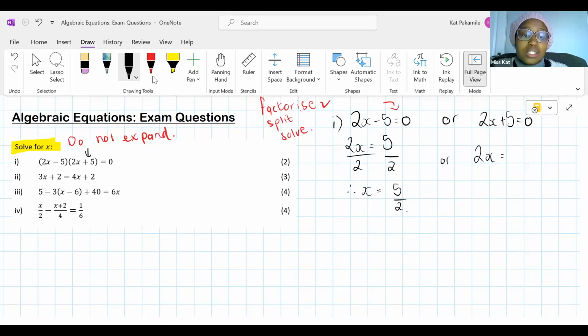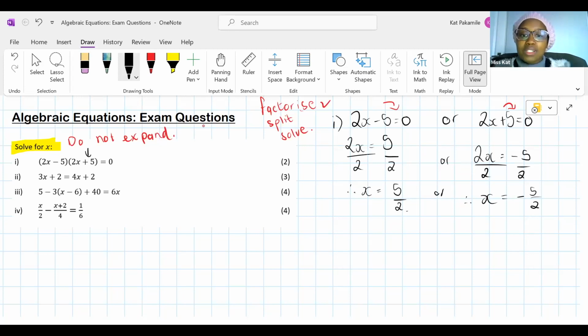This time, when positive 5 goes over, it becomes negative 5. Okay, I'm only doing this to refresh our memory. Then we divide both sides by 2 to get rid of that coefficient. Therefore, x is negative 5/2. So my two solutions are x is equal to 5/2 or x is equal to negative 5/2.